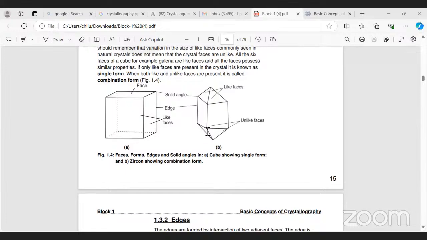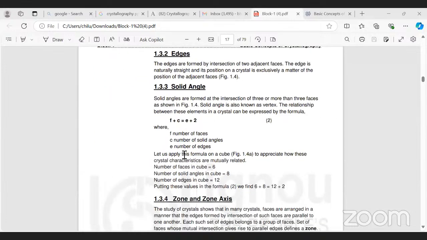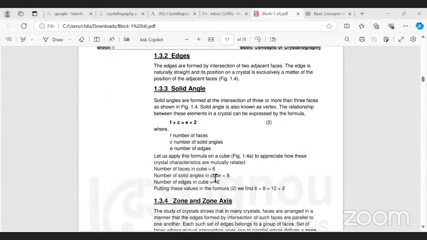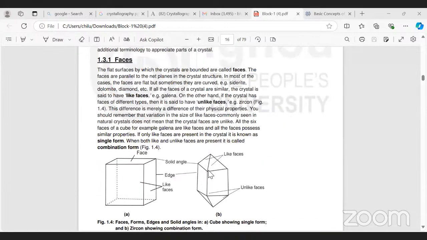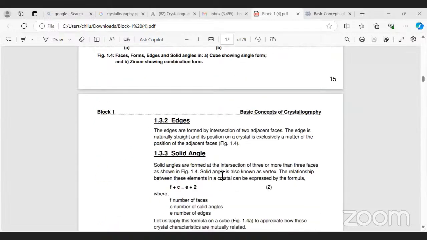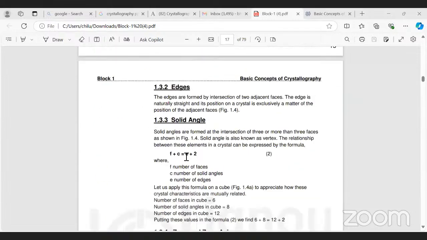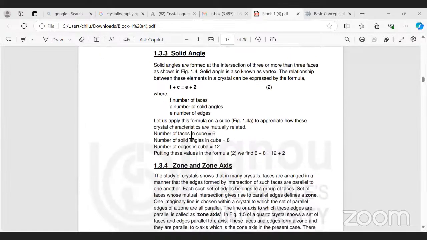And E is the number of edges. So finally, the principle is that F plus C is equal to E plus 2. Now we will see that formula with an example, taking the cube.